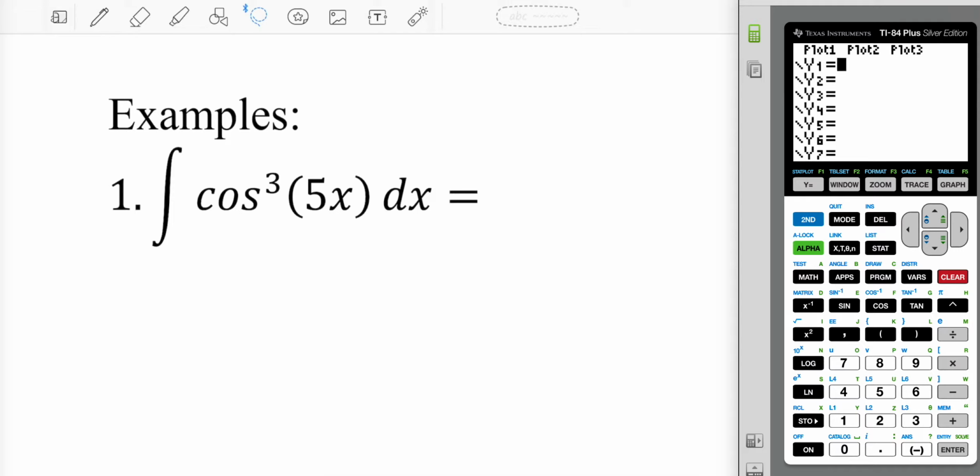Because I can't take the antiderivative of cosine cubed. I'd love to be able to use something like U-substitution, but what am I going to call u? If I call 5x u, I'm not going to improve the situation because it's not going to help me cancel out the thing that I have trouble integrating, which is the cosine cubed.